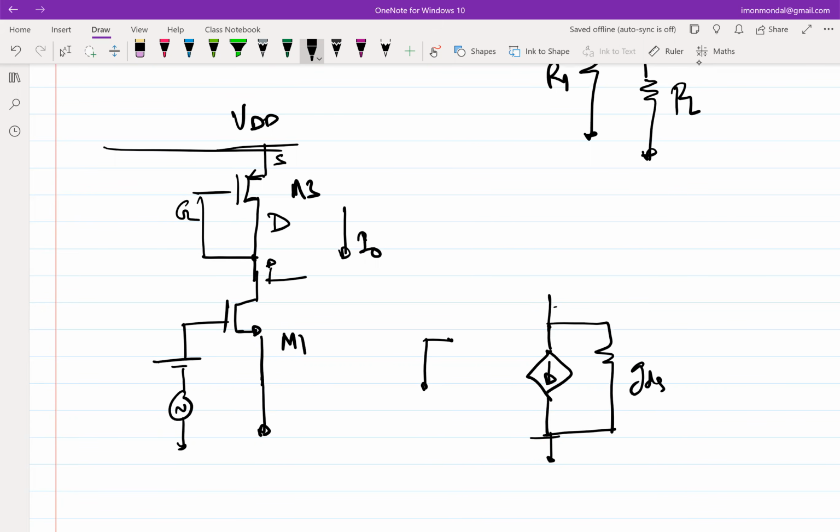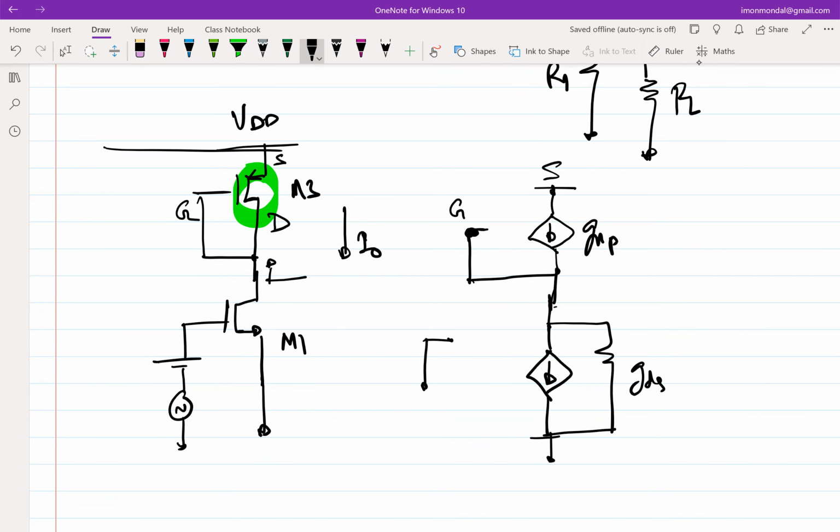So I'll have to replace the incremental model of M3, right? What is the incremental model of M3? Or rather, what is the incremental equivalent of M3? Top it is source. Right? And then this is gate. This gets shorted, right? And this is GMP.